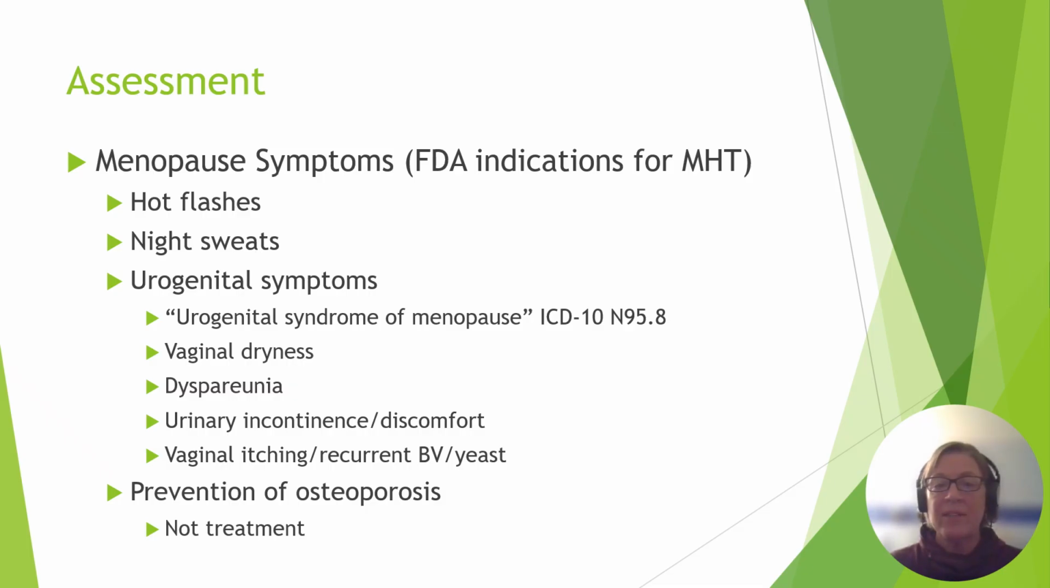This includes vaginal dryness, discomfort with sexual activity, urinary discomfort and some incontinence, as well as vaginal itching. Recurrent BV can be a symptom, or recurrent chronic yeast infections. And then finally, the last FDA-approved indication is for prevention of osteoporosis. However, it has not yet been approved for treatment of osteoporosis.